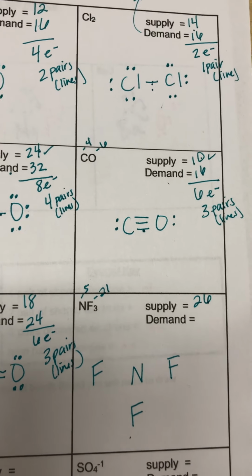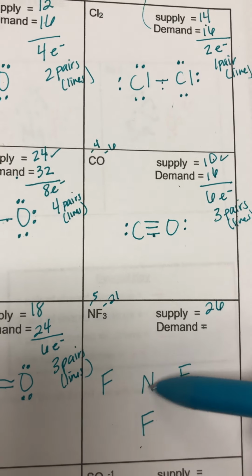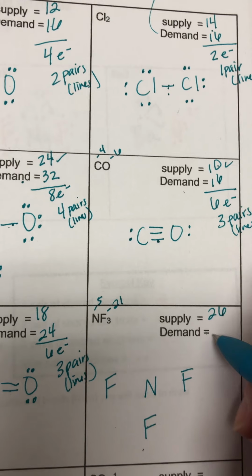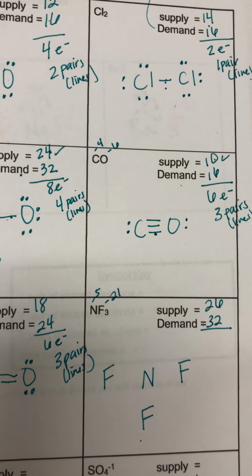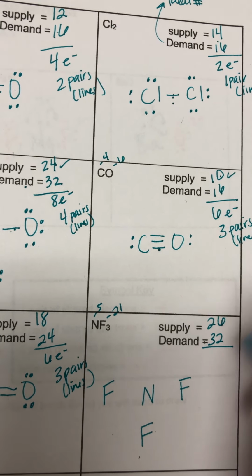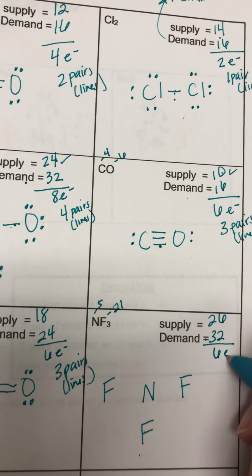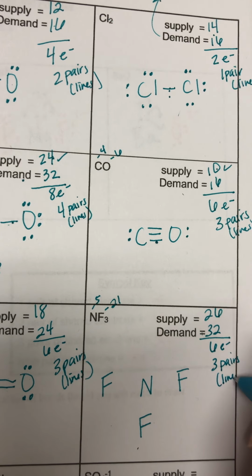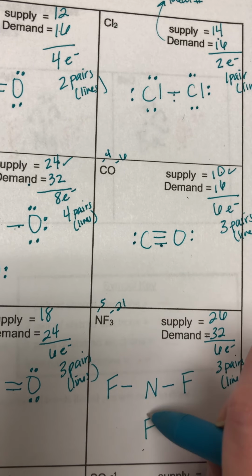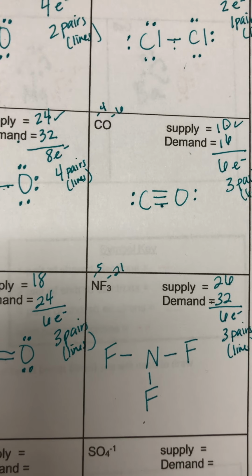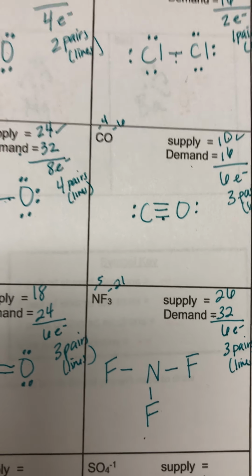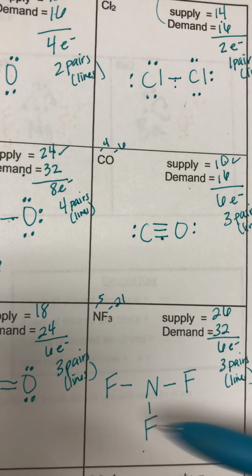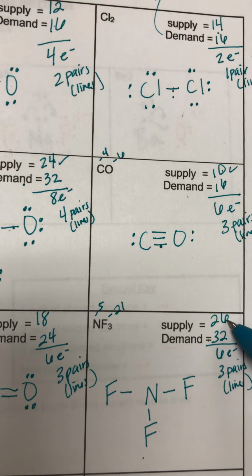Gosh, that's a lot. My demand would be like if they all had 8. So if I have 4 elements, they each have 8. Demand is 32. When I subtract, I get 6 electrons, which is 3 pairs or 3 lines. So 1, 2, 3. There's my 3 lines. So I can't draw any more lines. Everything else has to fill up with just lone pairs. I got to get to 26.